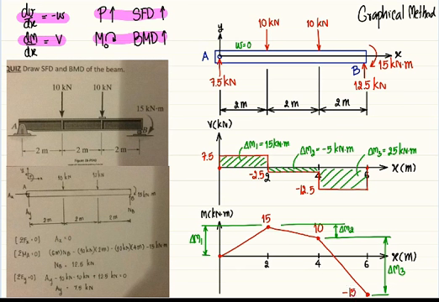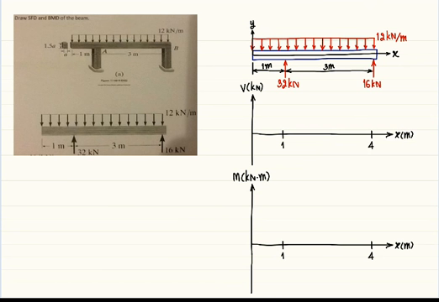And due to the applied couple 15 kilonewton meters at point B, the graph will increase clockwise, so the graph increases to 0. So this is the graph from the graphical method. One more problem.